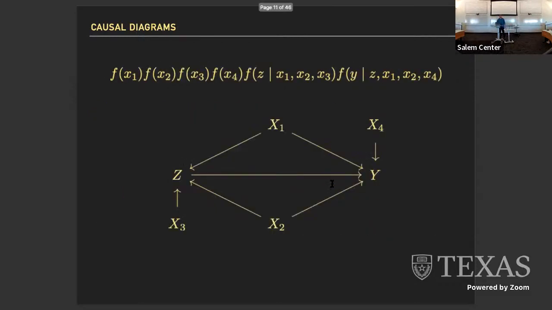Okay, so here's an example. This particular diagram shows x1 through x4, and then I've got my treatment variable and my response variable, and the joint distribution. The joint distribution can be written like this. That's what that graph says.